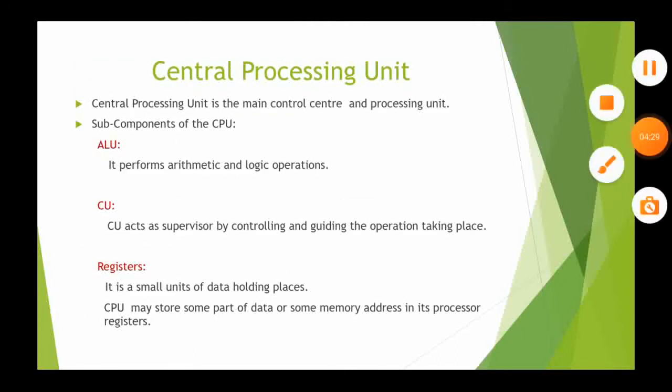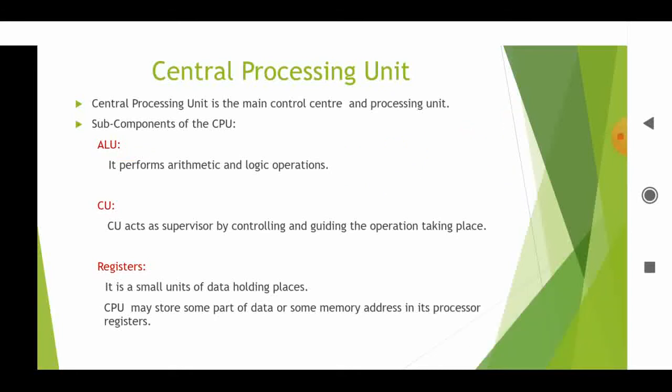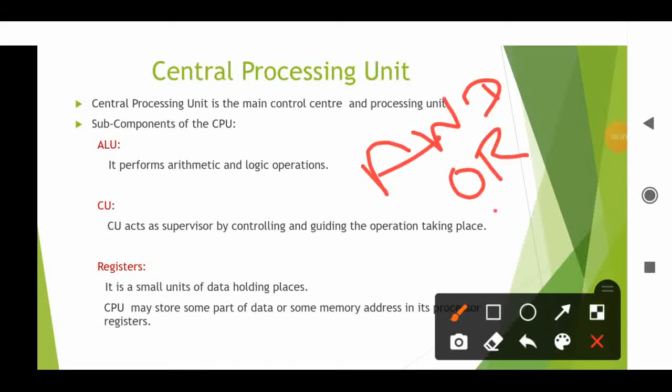The first unit is the ALU, the arithmetic and logical unit. It performs arithmetic and logical operations. What are the arithmetic operators? Plus, minus, multiplication, division, modulus. These are all arithmetic operations. Logical operations means AND, OR, NOT. So it performs both arithmetic and logical operations.